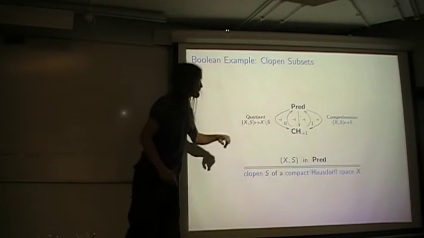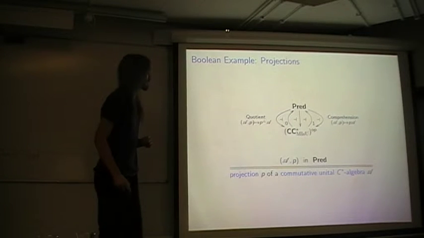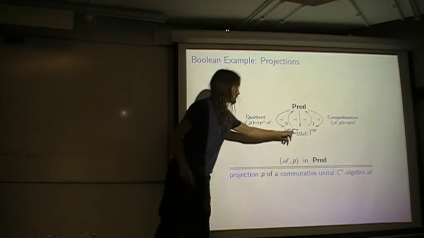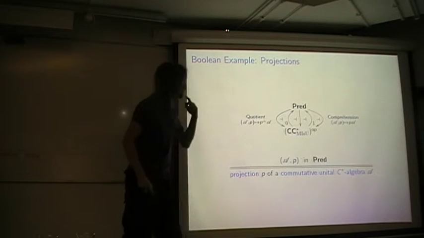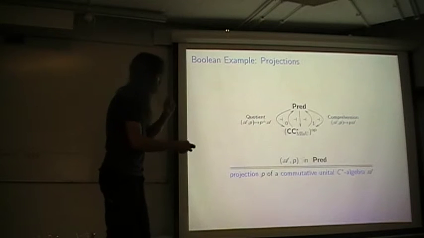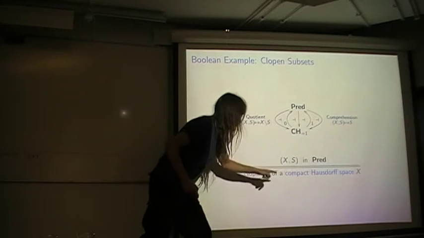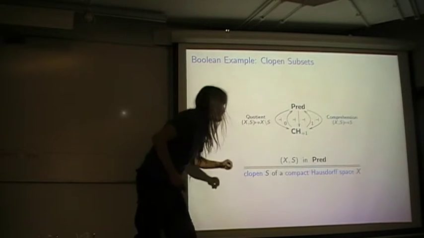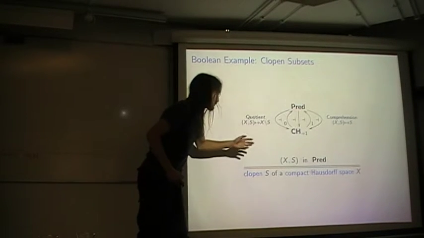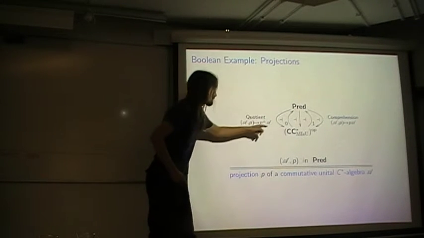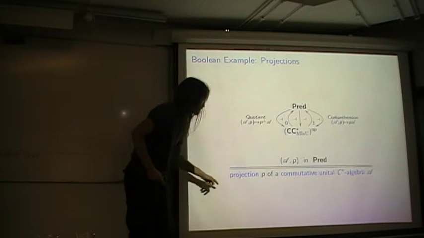So from this example you immediately also get a quotient-comprehension chain for commutative C-star algebras with star homomorphisms which are subunital. So then the closed subsets correspond to indicator functions of the closed subset. So then the predicates in the case of commutative C-star algebras are projections.